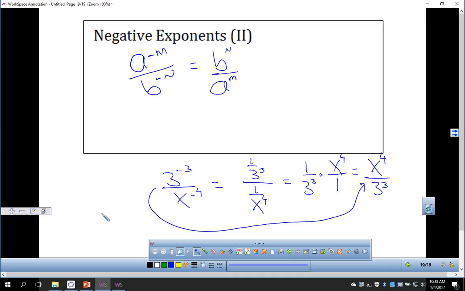Oh, I still have 5 minutes. So if this is negative, I can bring it downstairs and make it positive. If this is negative down here, I can bring it upstairs and make it positive. Get that? No? Maybe? So, a couple more examples and then we're done, I promise.